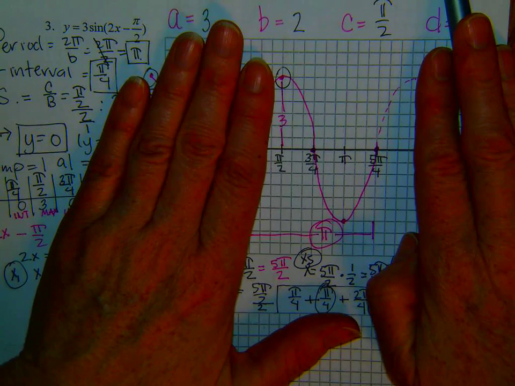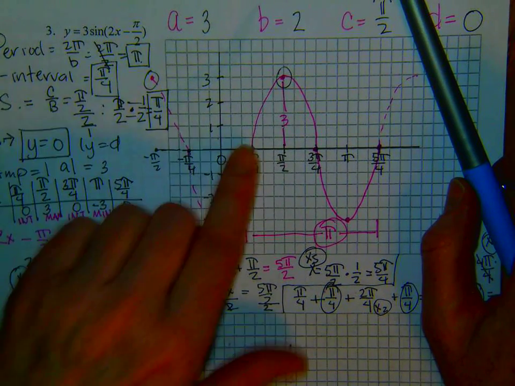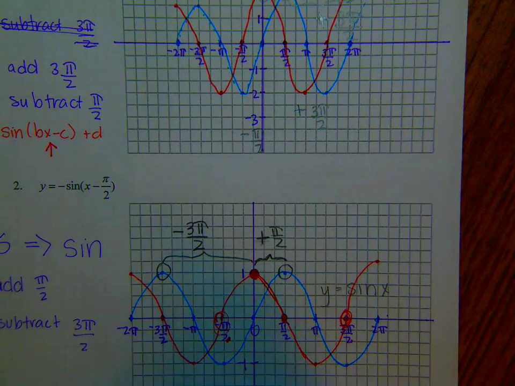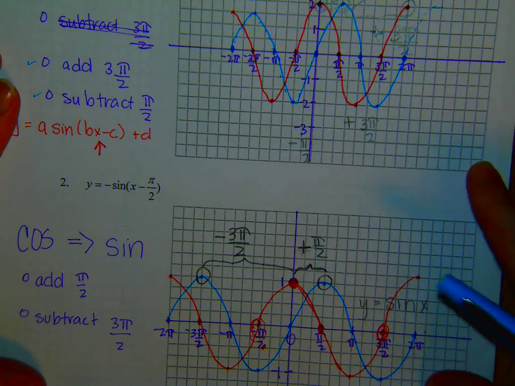So today we're going to learn how to write any function, whatever it is. If I can write it as a sine, I should be able to write it as a cosine, and you can. So let's learn how to do that. I brought up these graphs because this is how we do it.